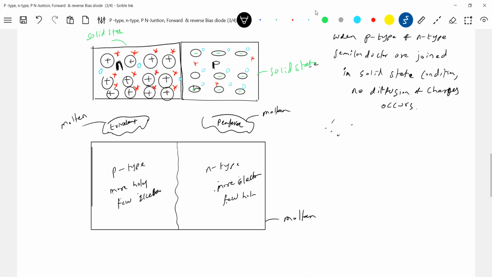So what will happen now? As they're in molten state and the electron is free to move, the electrons from here, as the concentration of electrons is more here and less there, will start diffusing. But sir, why can't it happen in solid? The material will not permit it. Whereas here, the metal is in molten state, and the electrons are not bound to that particular atom, and they're freely moving. Because of thermal energy, they have enough kinetic energy and are moving randomly.